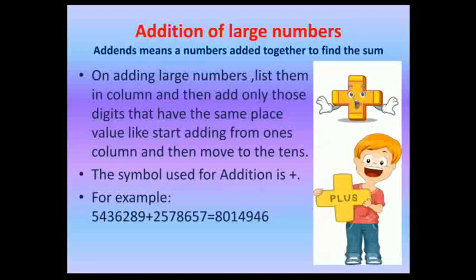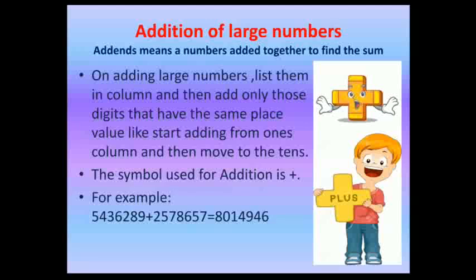First we are going to discuss addition of large numbers. Two or more numbers which are added together to give the answer are called addends, and the answer is called the sum. Addend means a number added together to find the sum. On adding large numbers, list them in columns and then add only those digits that have the same place value. Start addition from the first, that is the ones column, and then move to tens, then 100, then 1000, then 10,000. Like this you are going to add. The symbol for addition is the sign of plus.